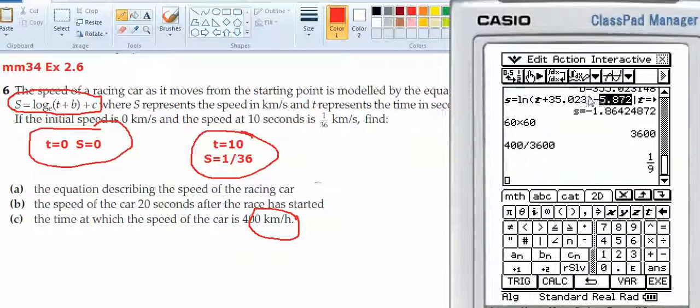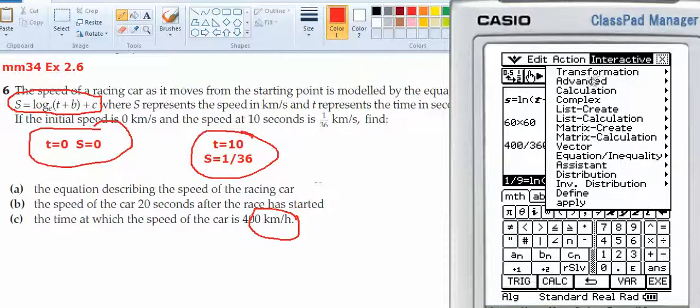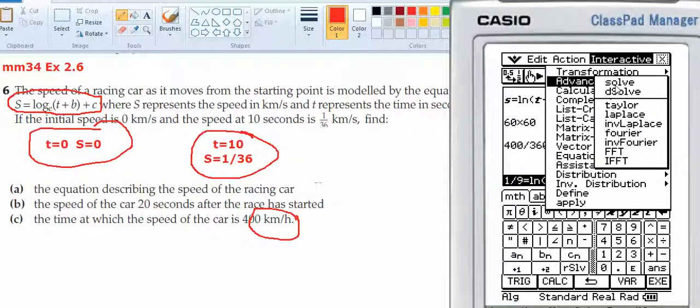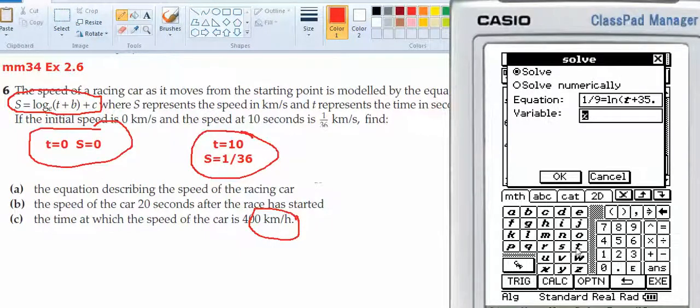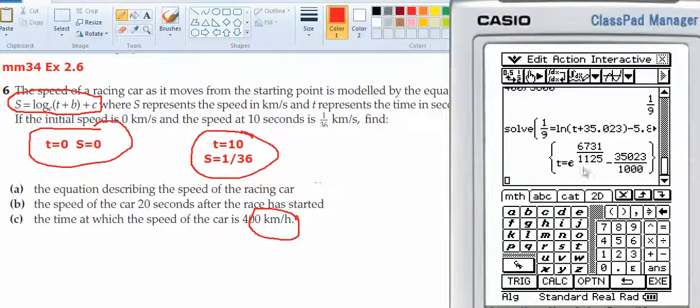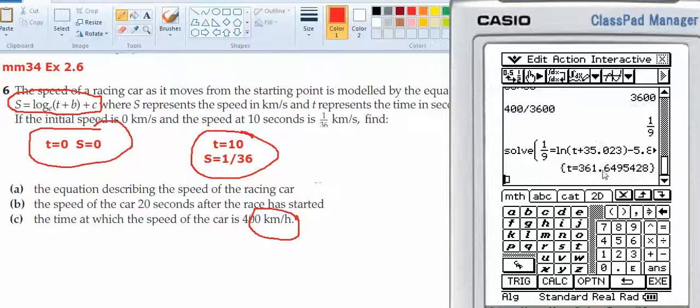So if I go back up here and take my equation and I make s equal to 1 divided by 9 and I solve for t, that gives me a time of 361.65 seconds.